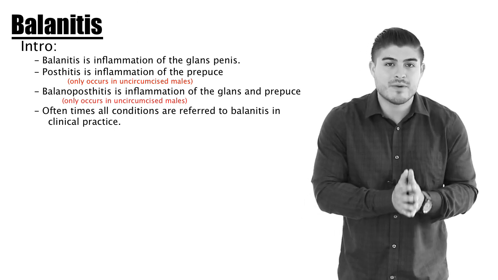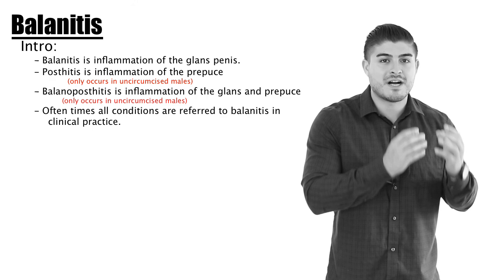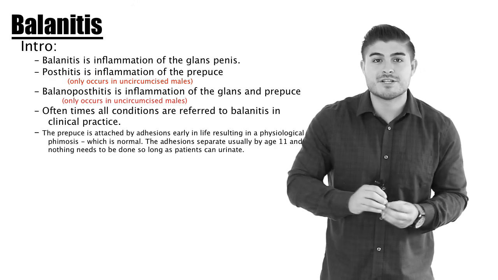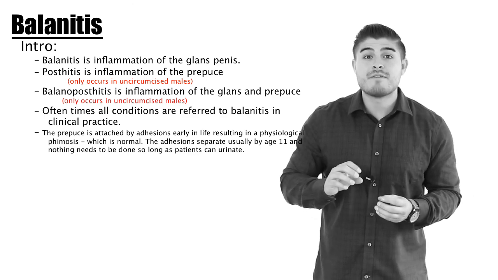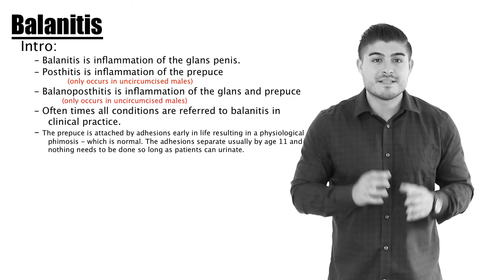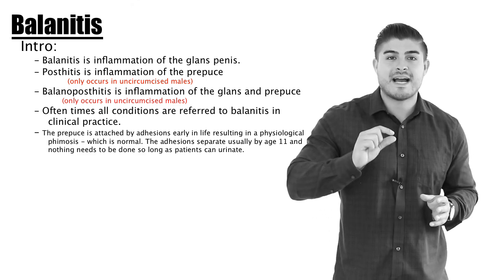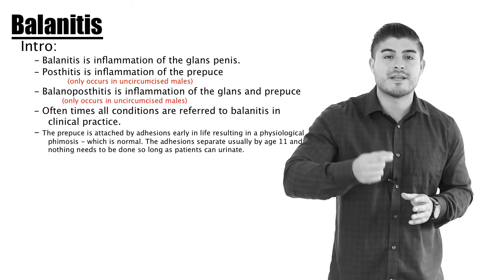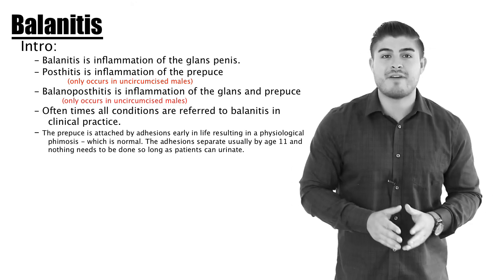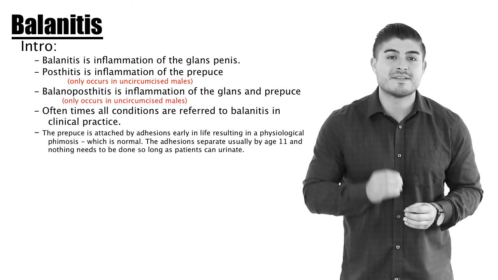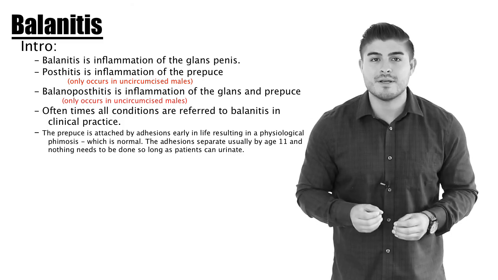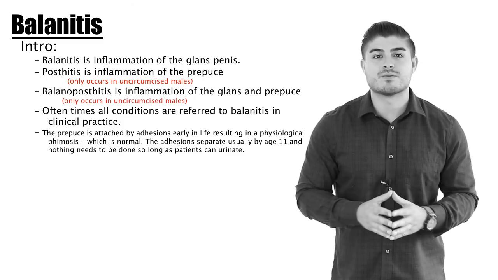Now, we have to keep in mind the normal physiology of the child. If the child is uncircumcised, it's very normal to have a physiological phimosis. Phimosis means that we can't retract the foreskin back over the glans. This is normal. We have adhesions that attach the foreskin to the glans early in life. For the most part, this is going to separate naturally by 11 years of age. However, it's still considered normal to have this attachment by 17 years of age. And so long as the patient can urinate properly, we don't need to do anything about this whatsoever.